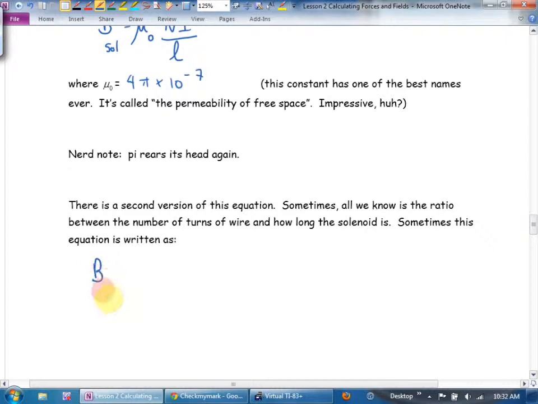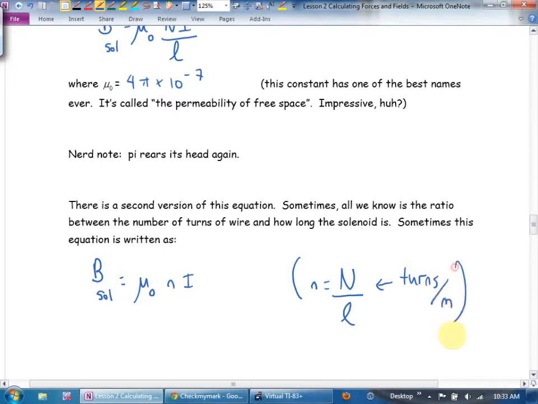where it's mu naught little n times I, where little n is how many coils of wire divided by how long the wire is, its turns of wire per meter. If they say a solenoid is rated at 12 turns per meter, they've just given you little n, use this one. And it's also on your formula sheet. If they say a solenoid has a total number of coils of 1,000, well, then use the previous one.